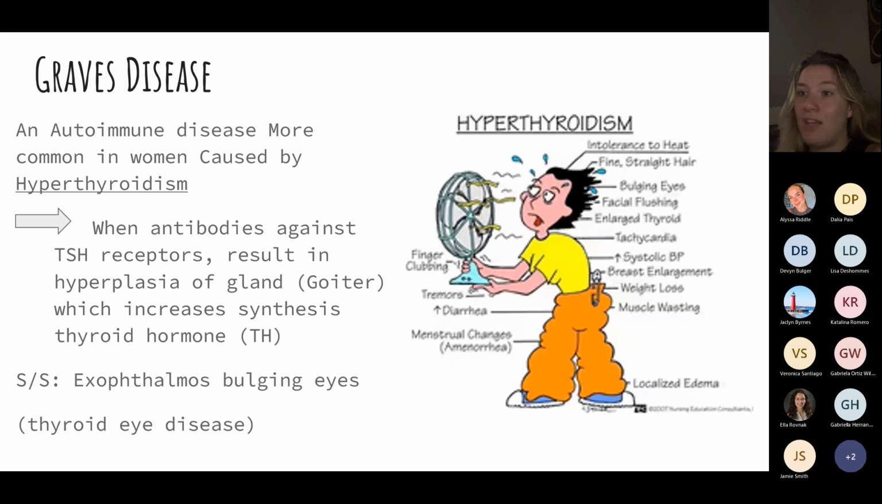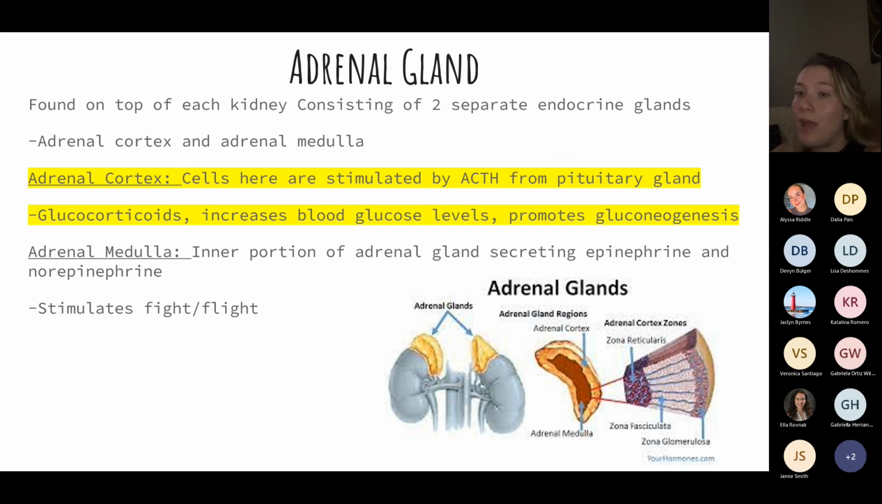And I'm just going to be having increased energy because that's what T3 and T4 do. They give us energy. So essentially what's happening here is that I'm going to be having a lot of increased heart rate, weight loss. I'm going to be very, very sweaty, etc. And I'm going to have a lot of localized edema too. What's really common in these is our exophthalmos, our bulging eyes. It's also called our thyroid eye disease.